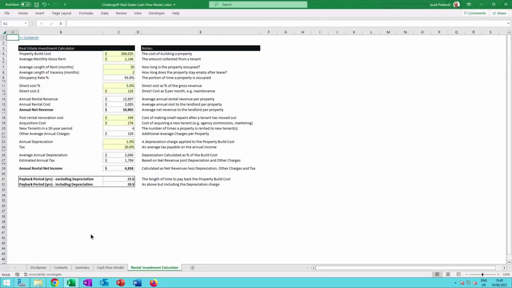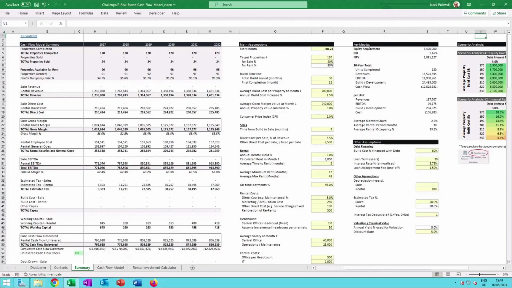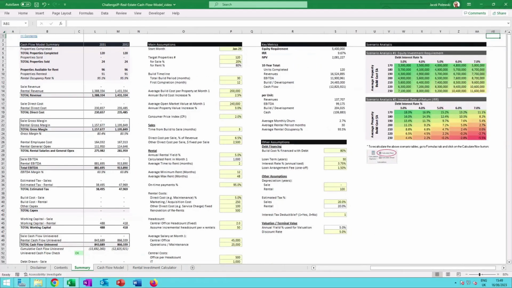And then finally, going back to the summary, I've also included to the right some Excel data tables, which simply allow you to test some of the scenarios. So going back to what we did a few minutes ago, where we tested a few different scenarios and saw how they affect, for example, equity investment or internal rate of return, you can set those data tables. So for example, here I'm testing my equity requirement for different interest rates. So I want to see, for example, how my equity investment changes depending on the interest rate.